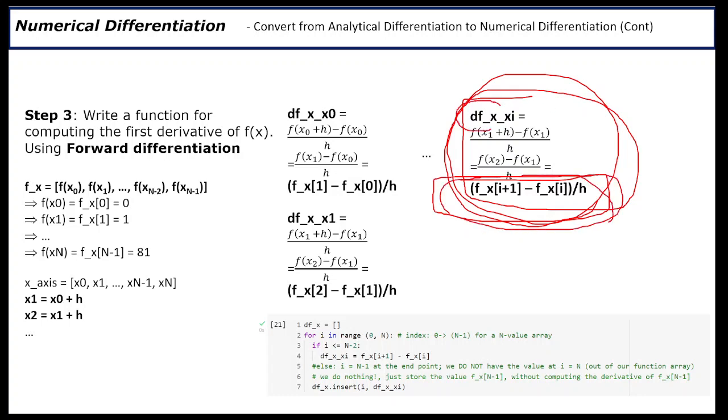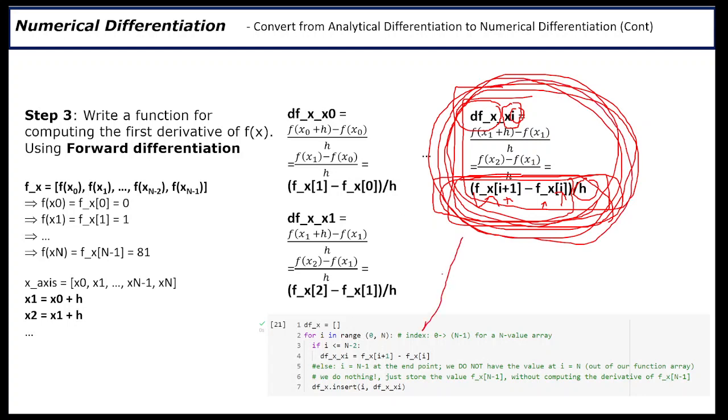If we want to generate the first derivative of the function at x equal to xi, we will have the fx variable at index i plus 1 minus fx at index i, with the difference over the step size h. So based on this general formula, general language for the computer, we can write down our code. You can see this is the formula and this is the formula.